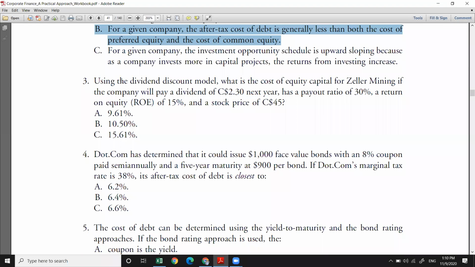Question 3. Using the dividend discount model, what is the cost of equity capital if Zeller Mining will pay a dividend of 2.3 next year and has a payout ratio of 30% and return on equity of 15%? The stock price is $45. So here's the key point: you should be very careful when it says next year or just paid. This makes a really big difference. Just paid is the dividend 0. Next year's dividend is dividend 1. So in order to calculate the cost of equity in here.